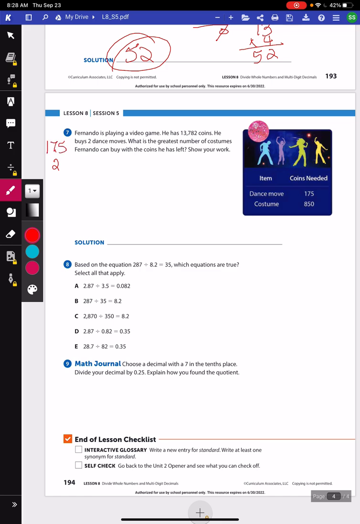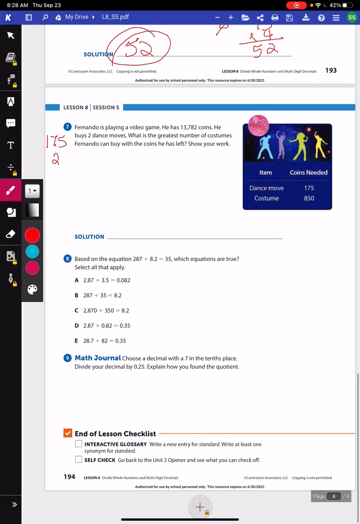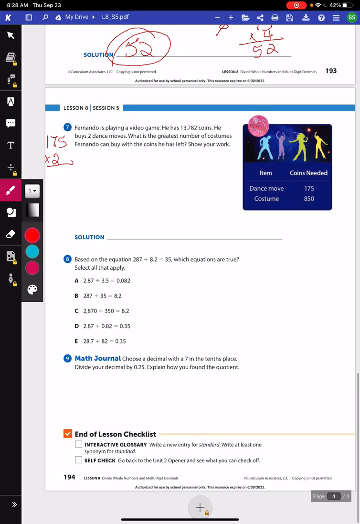All right, 175 times 2. 2 times 5 is 10, so I keep my 0, carry my 1. 2 times 7 is 14, plus 1 is 15. So I keep my 5, carry my 1. 2 times 1 plus 1 is 3. So I get 350 coins for dance moves.